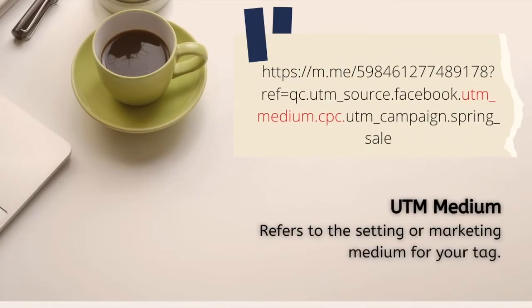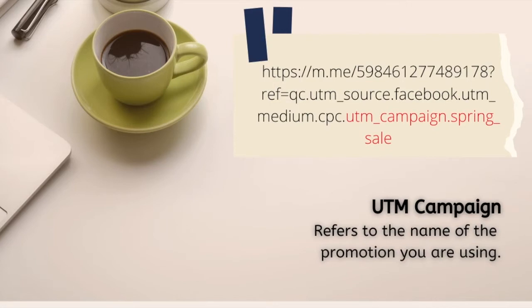Next is the UTM medium. So this is the setting or marketing medium for your tag. So examples are social, CPM, email, and in our example, the CPC, which is the highlighted part here, you could see at the upper right corner of your screen, right? And lastly, we have the UTM campaign. So this is the name of the promo you are using. Thus, spring sale is written here in the UTM link. Alright, so that is the three major parts of the UTM.